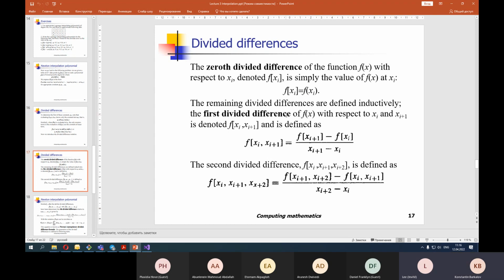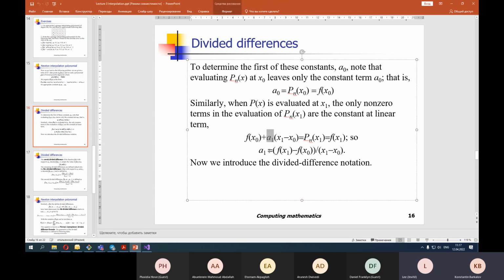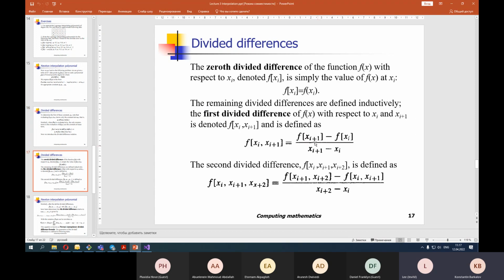let's try to consider this problem from the general point of view. How to find the coefficients for the polynomial of degree n. To find these coefficients, we should find the values a1, a2, a3, and so on. To find them, we should introduce the so-called divided difference table.